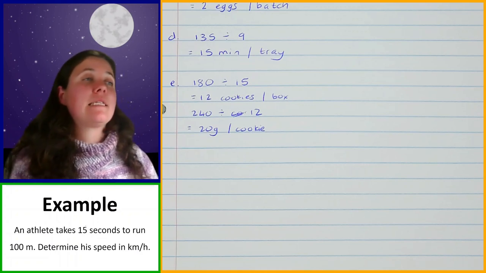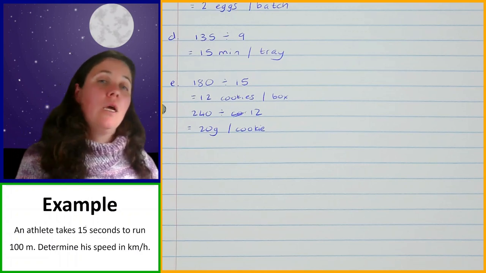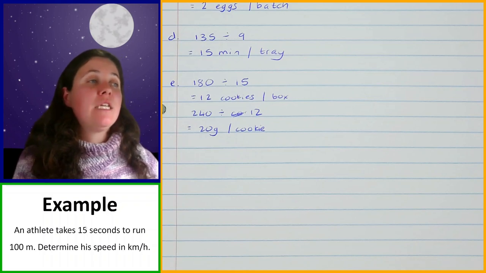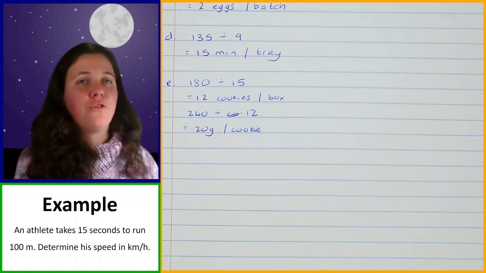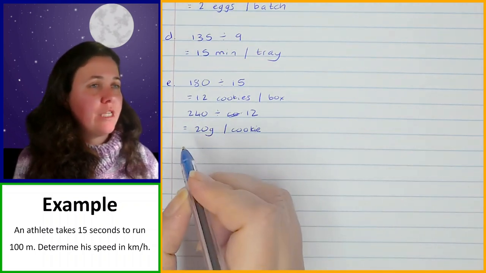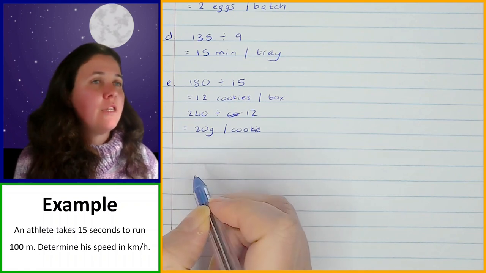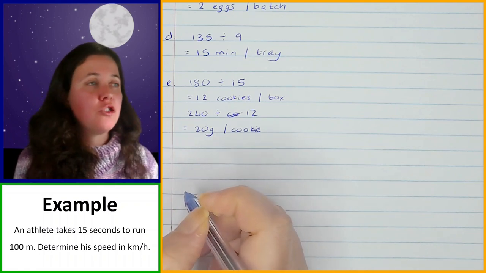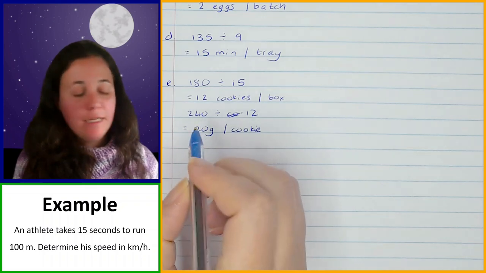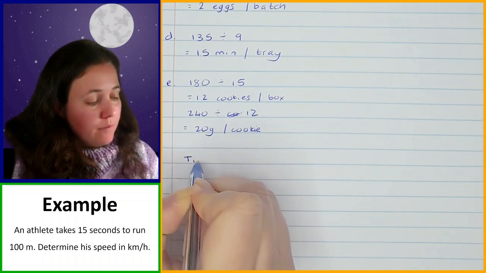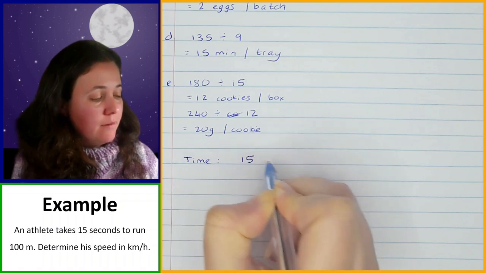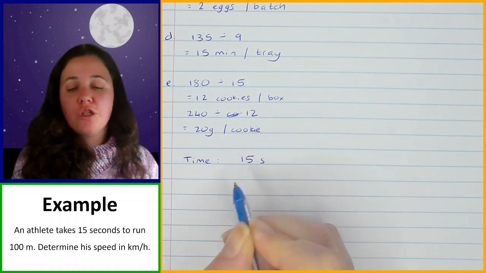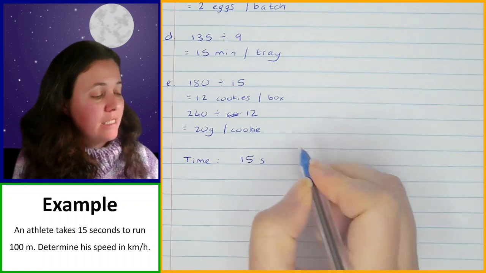An athlete takes 15 seconds to run 100 meters. Determine his speed in kilometers per hour. Okay, so the first thing we're going to do is convert the time from seconds to hours. So my time is 15 seconds. Now, to convert it to hours, what I need to do is divide it by 60.